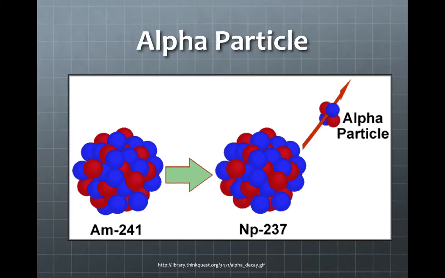Here's another example. Americium-241 is unstable and becomes Neptunium-237 and loses an alpha particle. So you can see that the element changed because it's losing protons, right? So that means the element is now going to change, and it's also losing mass because it lost 4 particles. So that's why the mass goes down 4.